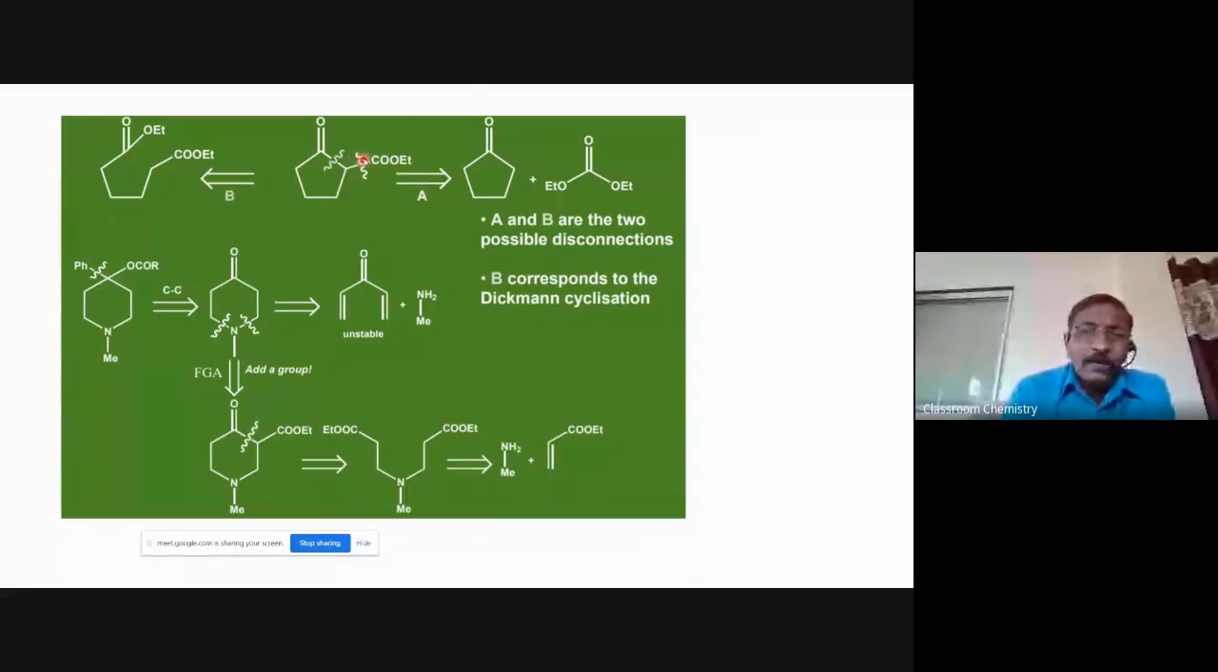Instead of the ester, when we disconnect this ring, what will happen? This is the ester, OEt, positive charge is there. This is negative. 1, 2, 3, 4, 5. This is a Dieckmann condensation reaction, so it is also well known. That is 1, 2, 3, 4.